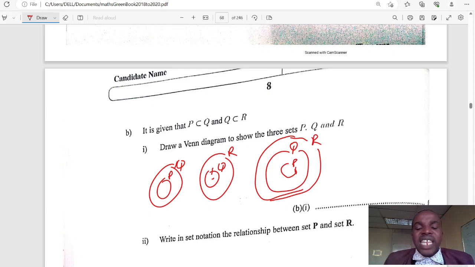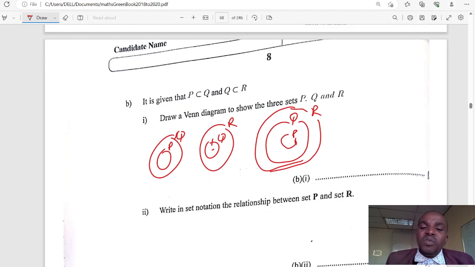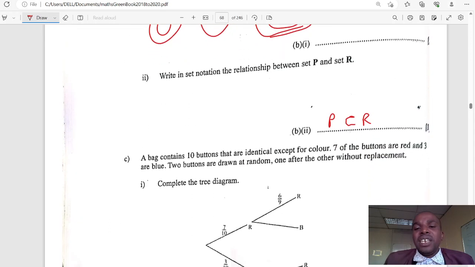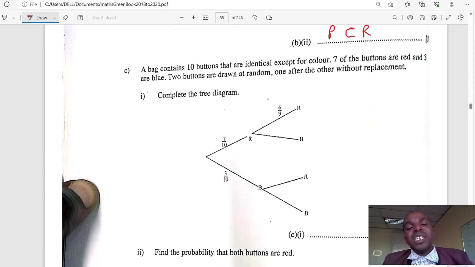Then they said, write in set notation the relation between set P and set R. P and R. It means P is a subset of R, because P is found inside R. Just like that.